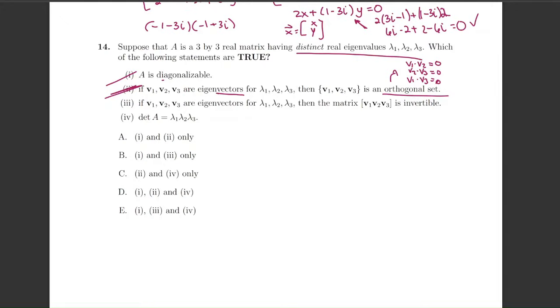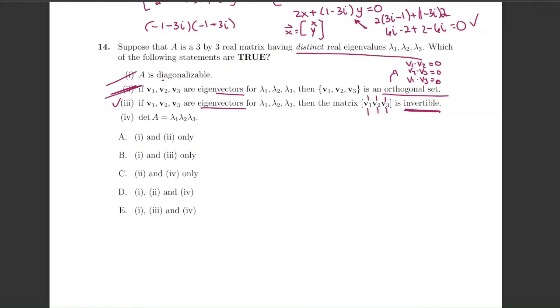All right, in 3 we have if v1, v2, v3 are eigenvectors, then the matrix is invertible. This is going to be true based on the definition of invertible matrices. We know that the eigenvectors have to be linearly independent, so by definition you're going to have linearly independent columns in this matrix, right? The columns are going to be linearly independent. That means that this matrix will be invertible just by definition of invertible matrices. So this is true.